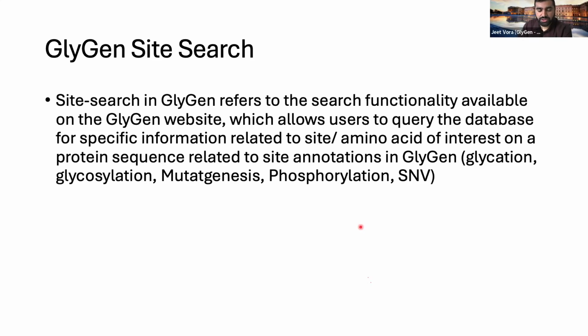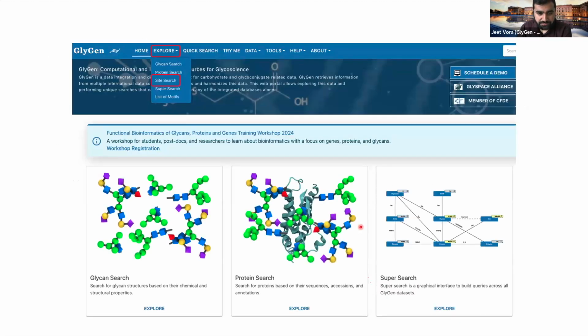That has to be on a protein sequence, and that site has to be associated with one of the annotations, or we can also select several annotations that are available in GlyGen. The list of GlyGen annotations is glycation, glycosylation, mutagenesis, phosphorylation, and SNV. So based on this annotation, you can do your site search.